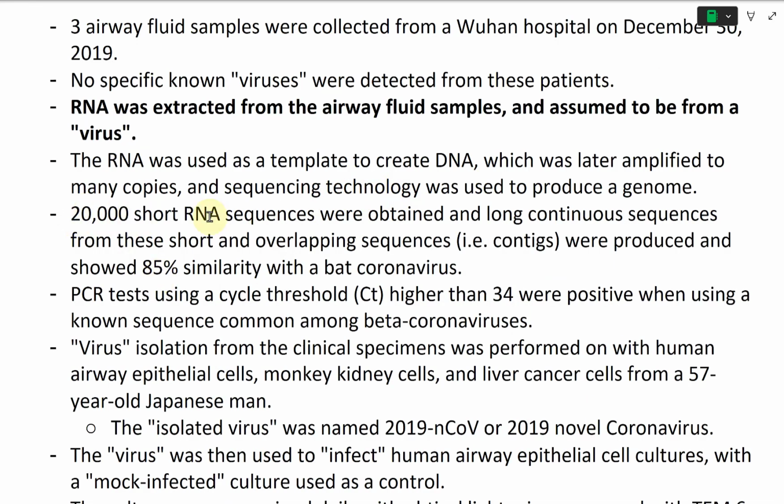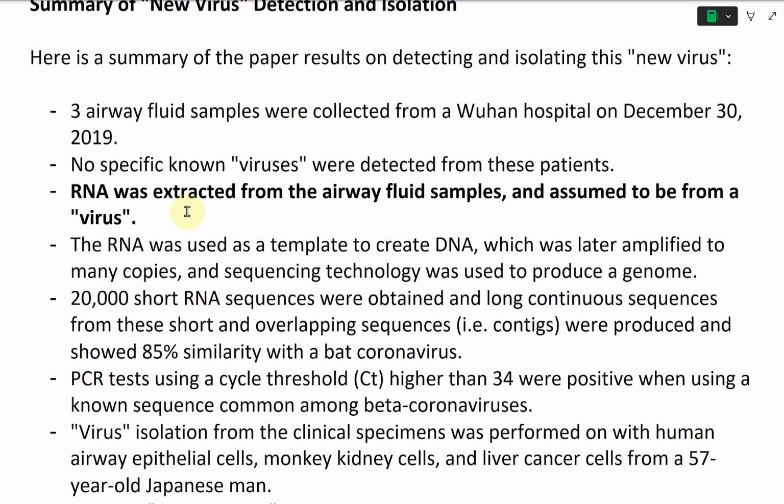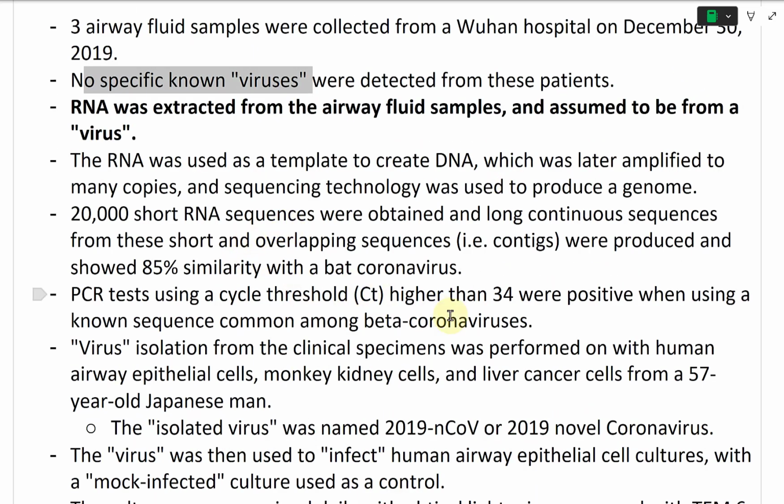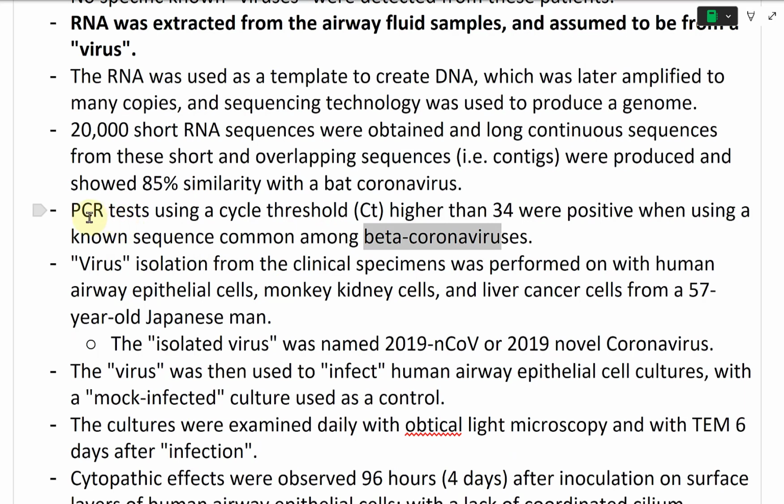All right, and then 20,000 short RNA sequences were obtained, and long continuous sequences from these short and overlapping sequences, i.e. contigs, were produced and showed 85% similarity with a bat coronavirus. Then PCR tests using a cycle threshold CT value higher than 34 were positive when using a known sequence common among beta coronaviruses. So first of all, they did tests and they showed that no specific known viruses were detected from those patients. And then they showed sequences from beta coronaviruses inside samples using these PCR tests, and then the overall long continuous contigs, or pretty much genomes, showed 85% similarity with a bat coronavirus.